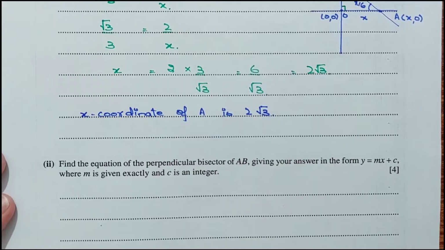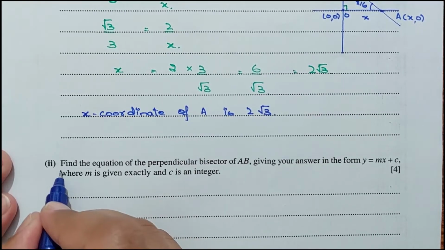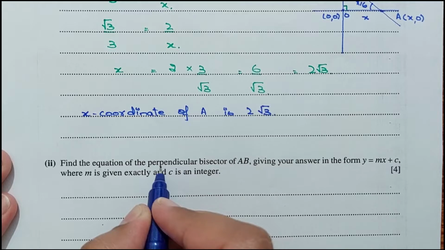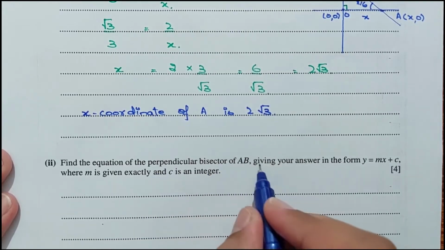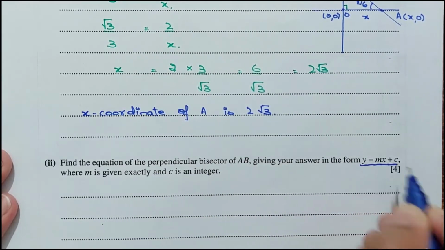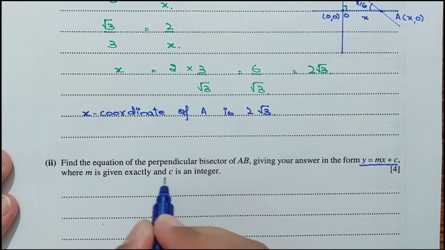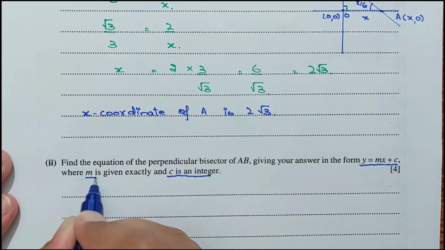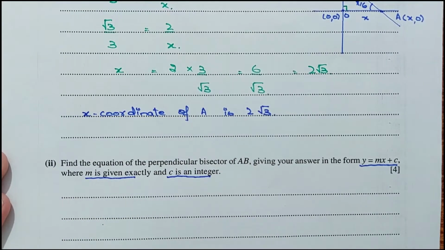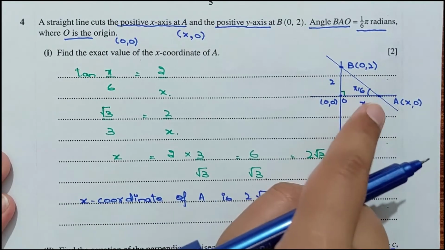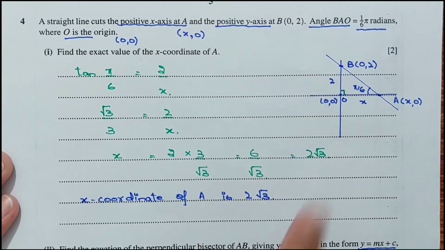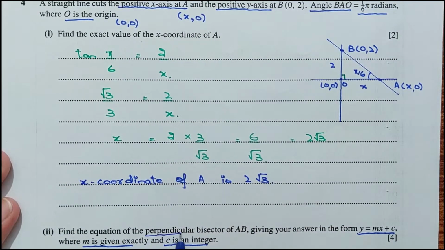Now moving to the second part, find the equation of the perpendicular bisector of AB, giving your answer in the form y equals mx plus c, where m is given exactly and c is an integer. So we have A and B, and we have to find the perpendicular bisector. For that we need the slope and the midpoint.